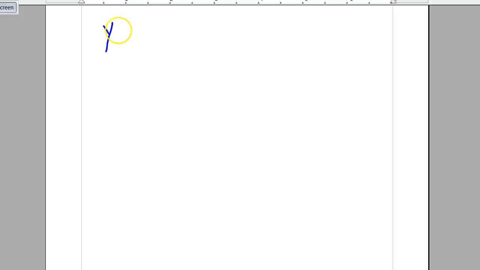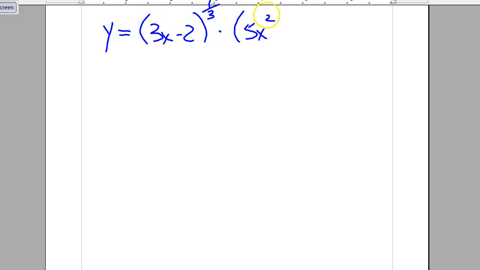Okay, so product and chain with fractional exponents or even negative fractional exponents. Let's say (3x minus 2) to the 1/3 times (5x squared minus 4) to the 3/4. So still under the same type. It's still product and chain.